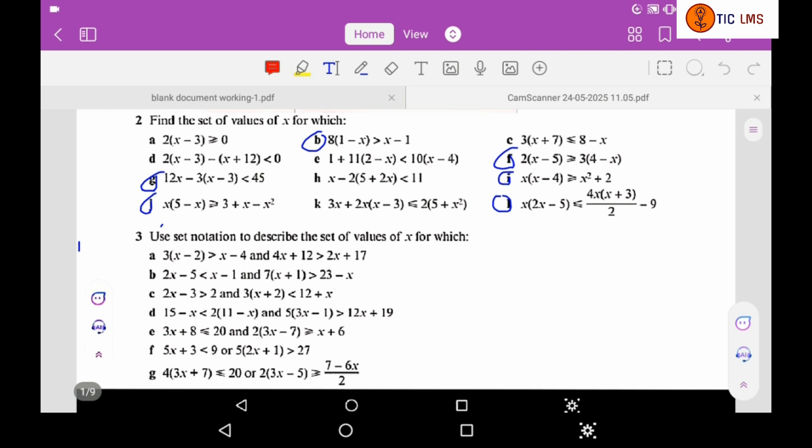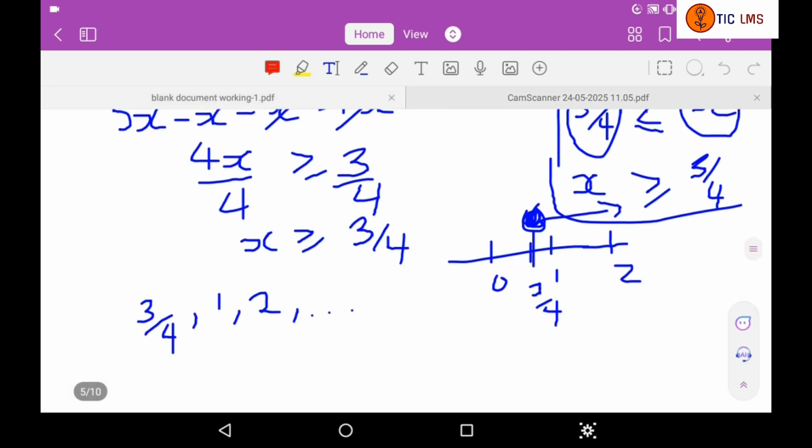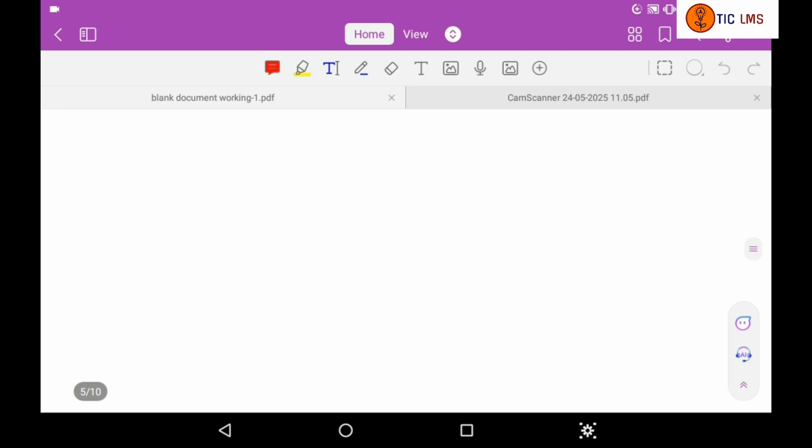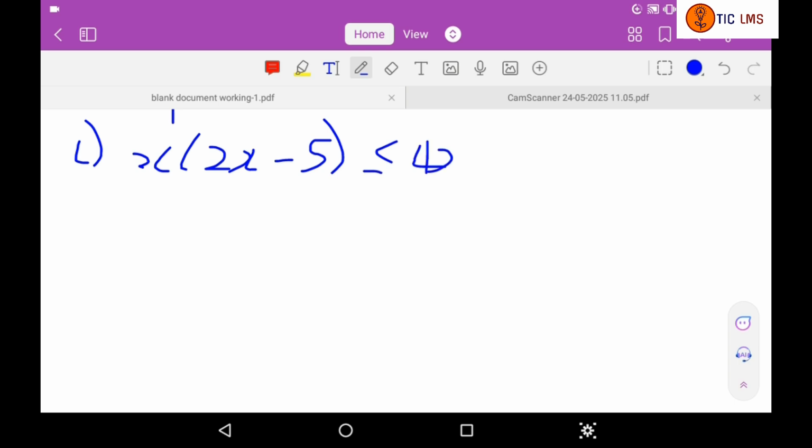Alright, so look at J, and L for this last set of these questions. Alright, so for L, let's see the peculiarity with L. Okay, so we have x into brackets 2x minus 5 less or equals 4x into brackets x plus 3, everything divided by 2 minus 9.